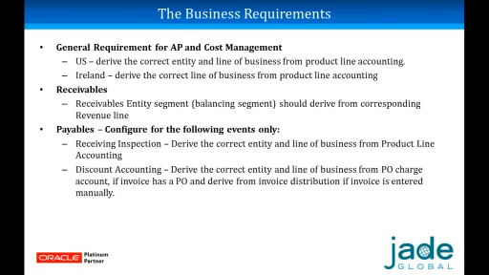For payables, the requirement was to derive the correct entity and line of business from product line accounting for receiving inspection only. And for discounts, the business requirement was to derive the correct entity and line of business from the PO charge account if the invoice has a PO, and derive from the invoice distribution if the invoice is entered manually.